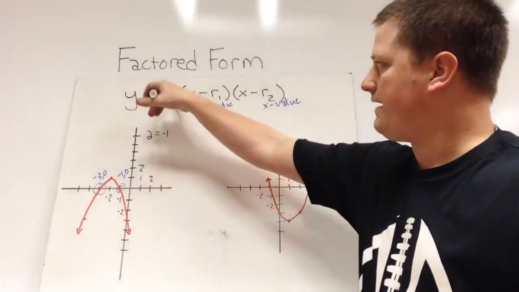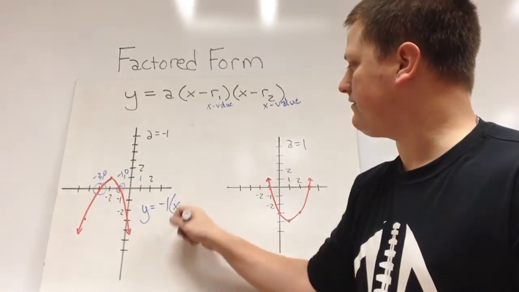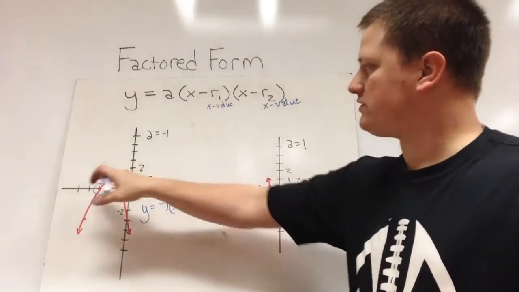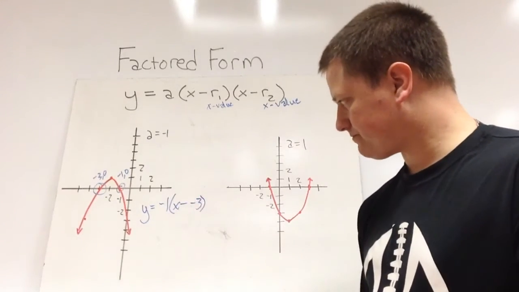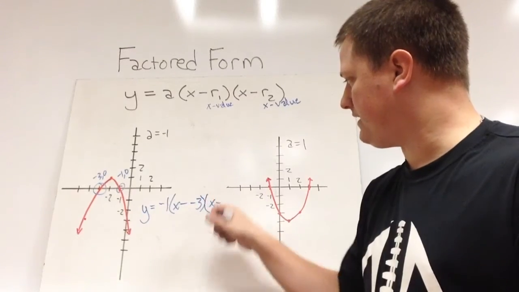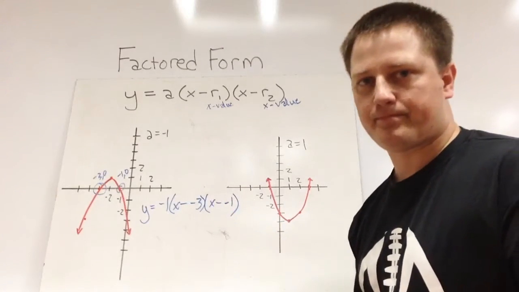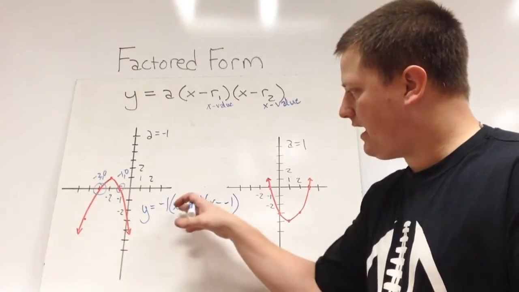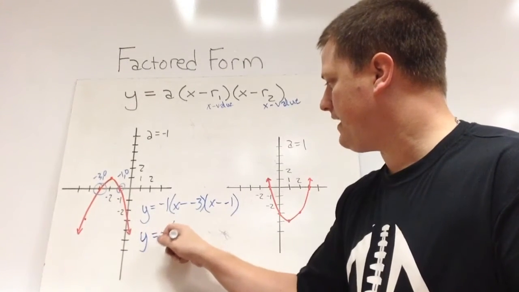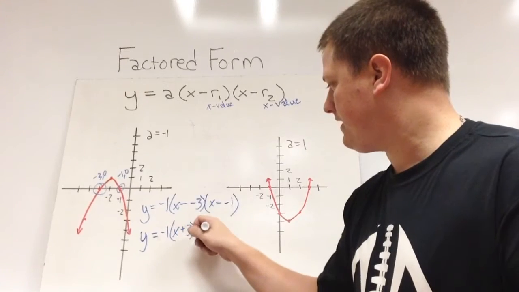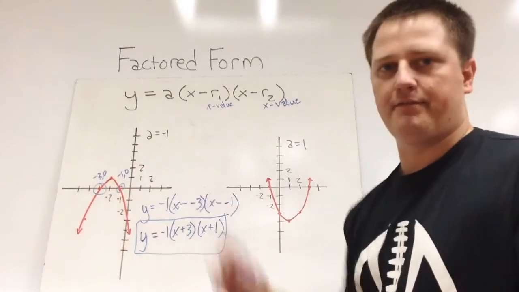So what we do is we put our a value in, y equals -1, x minus, our first r value is -3, so we're going to put minus -3 in there, and x minus, our second r value is -1, put a -1 in there. So we have this equation, and when we minus a negative, we can always rewrite that a little bit better: x plus 3, x plus 1. And that is factored form of this first graph.